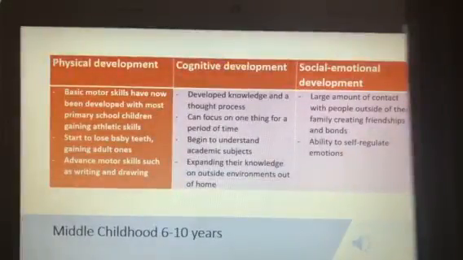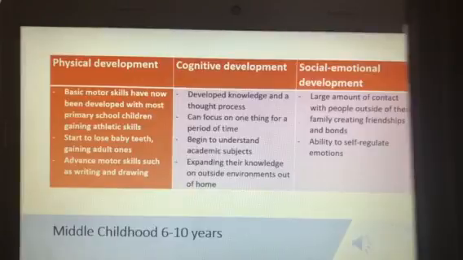The third developmental stage is middle childhood, 6 to 10 years. In middle childhood, children will move away from their role-playing and start focusing on everyday activities such as learning to read and write or playing a game which includes rules. Friendships are very important at this stage, as children will learn and develop new skills from their friends.